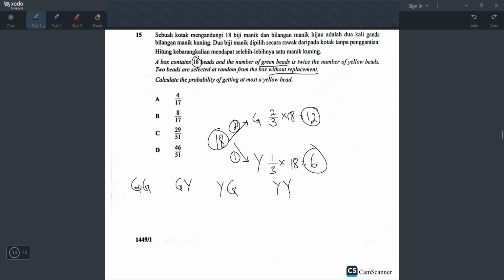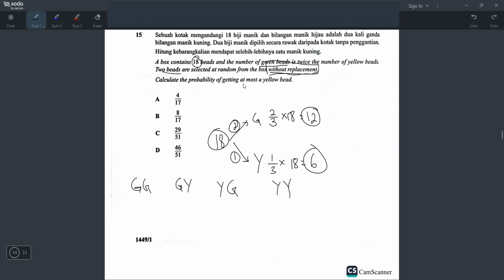So these are all the possibilities. Green, green, green, yellow, yellow, green, yellow, yellow. After that, then we look at the question to find which one. So the question says without replacement. Without replacement means after I take the first bit, I never put it back. It means when I take the second bit, the total is already minus 1, because I already took one out. So without replacement means after I choose my first bit, I never put it back. I just put it aside and then take another bit from the box again.